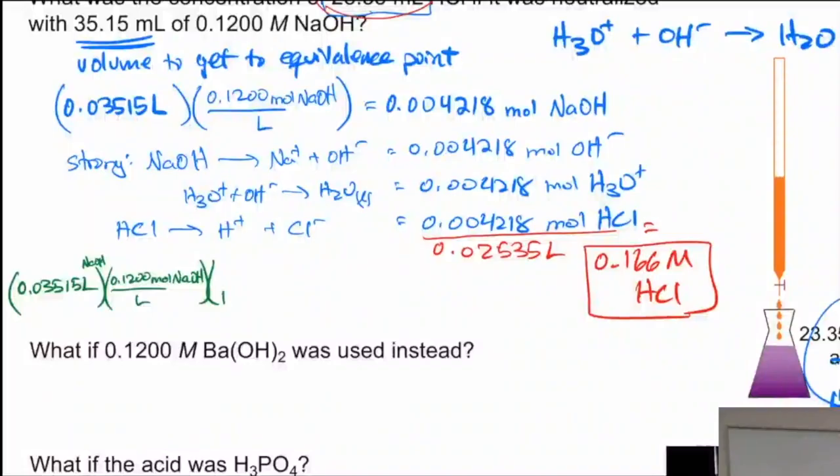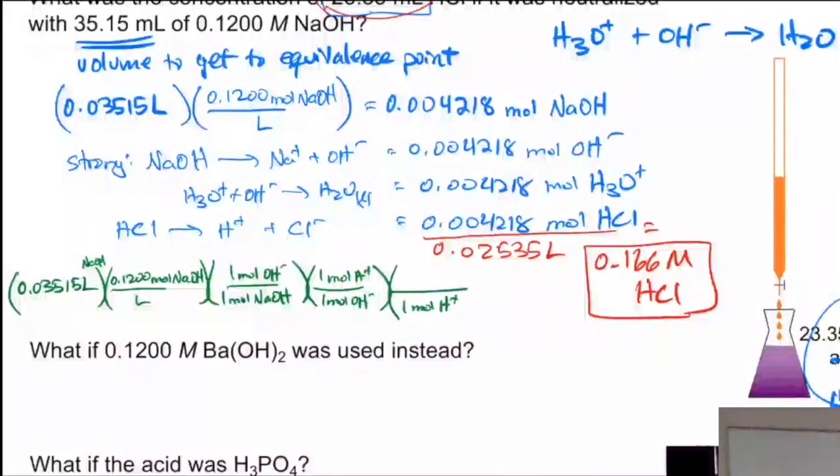I know that for every 1 mole of NaOH, we produce 1 mole of OH minus. Okay? And I know that every 1 mole of OH minus reacts with 1 mole of H plus. Okay? And I know that there's 1 mole of H plus produced from every 1 mole of HCl. That will also give me moles of HCl. It's just all lined up. It's a bunch of ones.